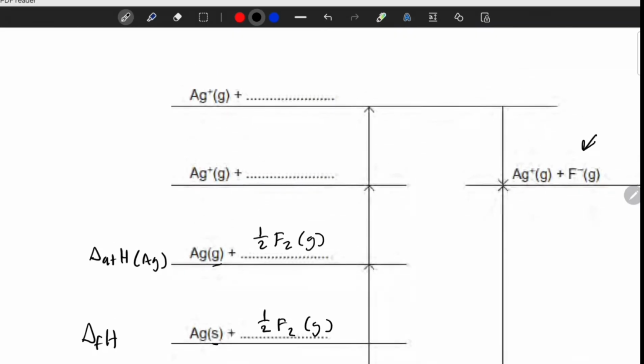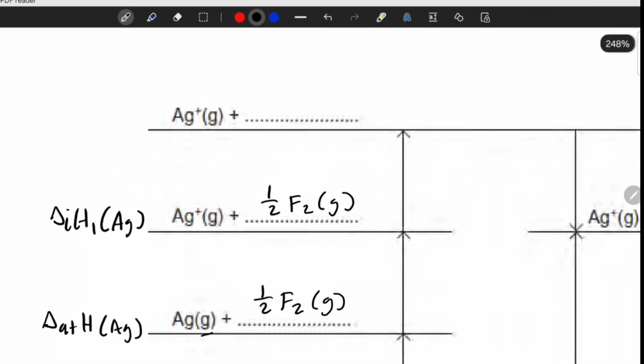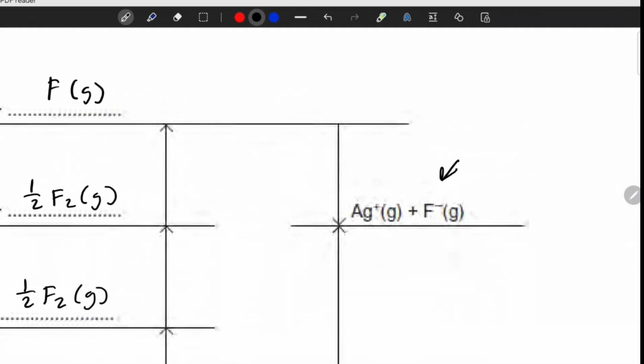Okay, and then there's the first ionization energy here for silver. So write that stage down. And then the fluorine will just stay the same. Okay, and then now we're going to change the fluorine to be 1 mole. So it'll just be fluorine as a gas. And that is the enthalpy of atomization of fluorine. Okay, now it goes down because you want the first electron affinity of fluorine because it's now negatively charged. So this is the electron affinity of fluorine.